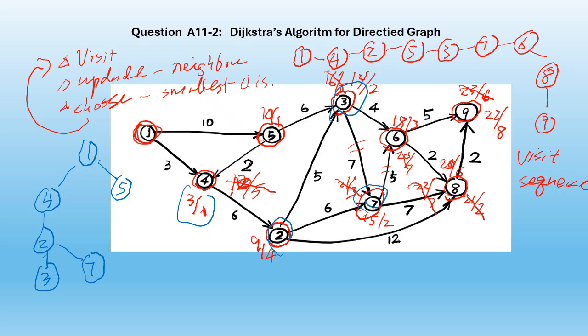Number 6 is from 3. Okay, just excuse me because I'm out of space. So 7 is from 3. So here, no, 7 is from 2. Sorry, 7 is from 2, and 6 is from 3. That's the tree, and 8 is from 6, and 9 is from 8.